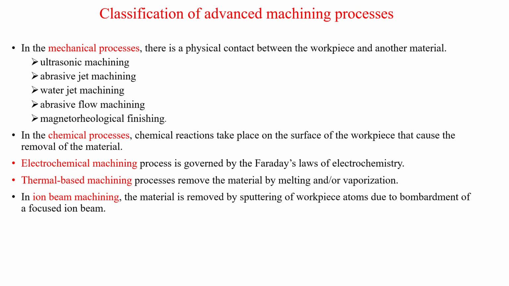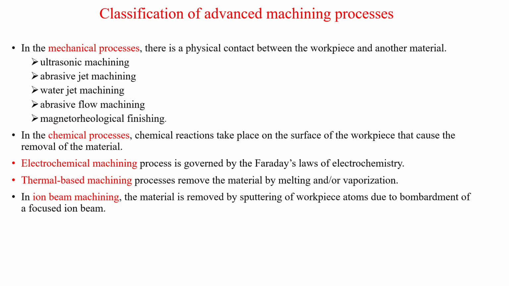Okay. So we'll see what the various classifications of advanced machining process are. As I already told, in conventional process there is a physical contact between the workpiece and another material, but in advanced machining process there is no physical contact. So that is the thing which we have discussed. Now we'll see different types of mechanical processes in advanced machining. First is ultrasonic machining, one is abrasive jet machining, one is water jet machining, another is abrasive flow machining, and next is magneto-rheological machining. These are the non-conventional machining processes which use mechanical processes for material removal.